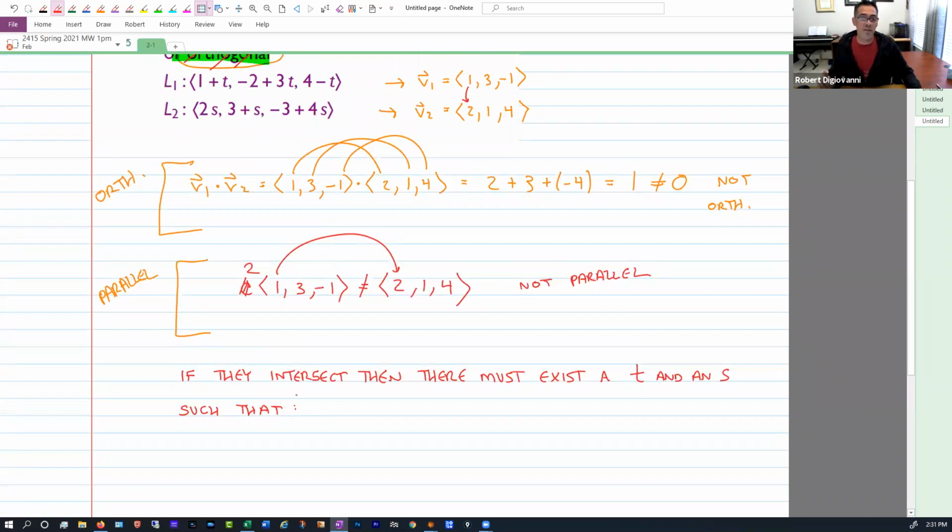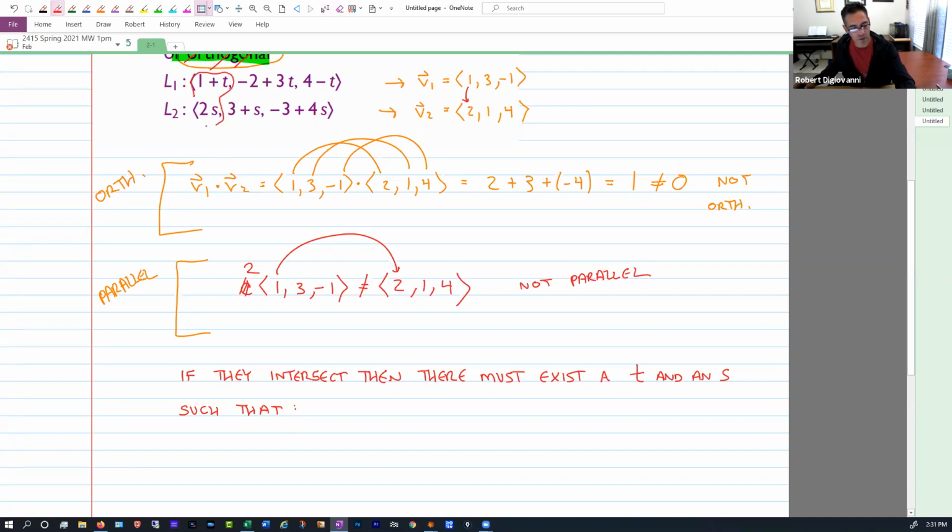If these two lines hit each other, then somewhere their x coordinates have to match. Do you agree? Somewhere their x coordinates must be the same. If these two lines are going to hit, there's a point that they both have in common, which means there's a place where their x, y, and z's are all the same. So there's got to be some t that I can plug in here and some s that I plug in here where these two will match.